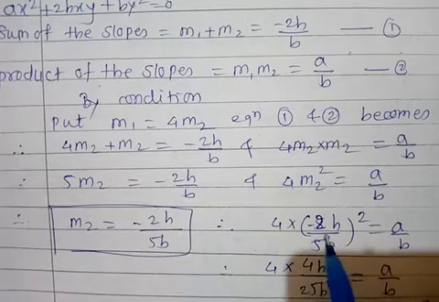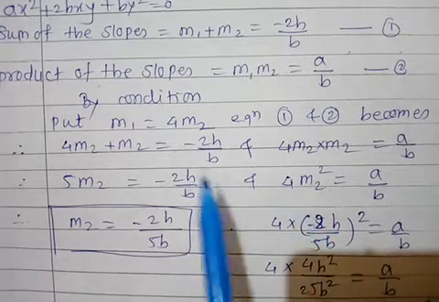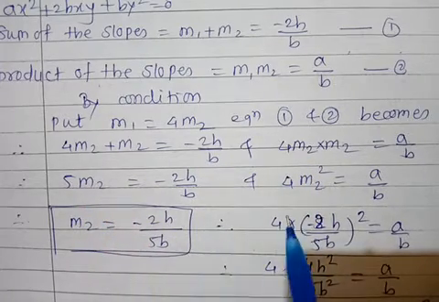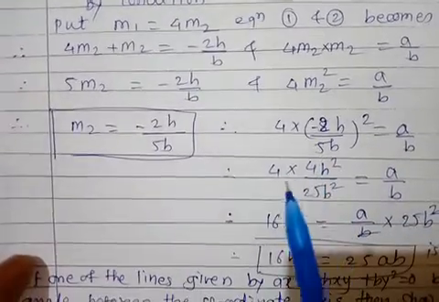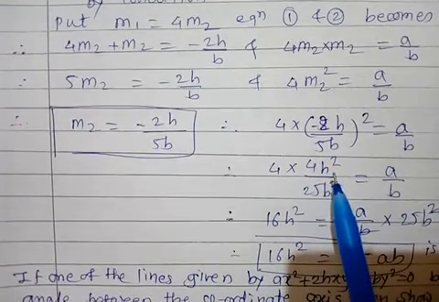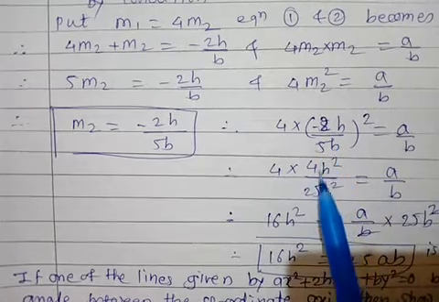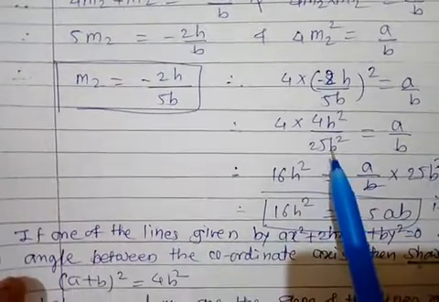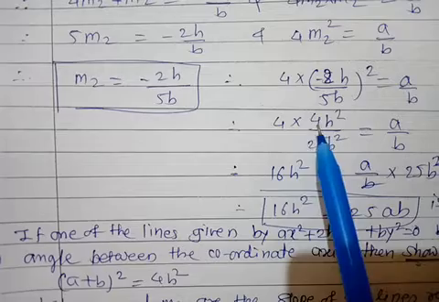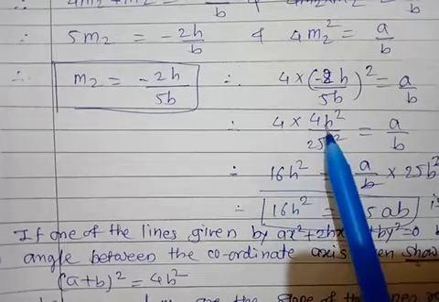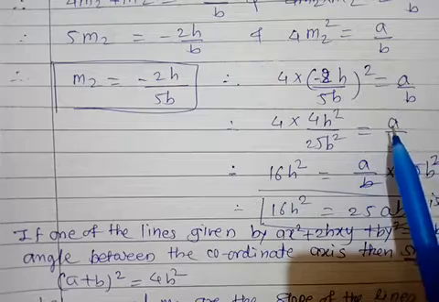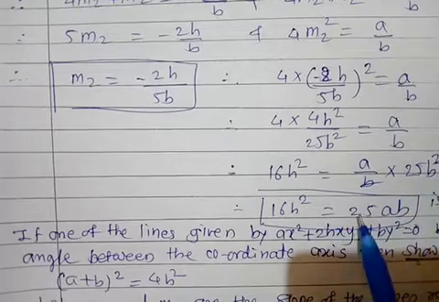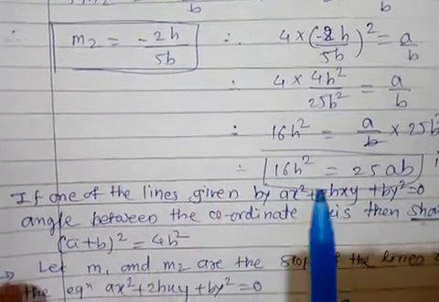Put that m2 in this equation. First you put m1 as 4m2, from that find m2, and put it in this equation. You will get 4 into 4h square over 25b square equal to a by b. That is 16h square over 25b square equal to a by b. One b gets cancelled, therefore 16h square equal to 25ab. That is the condition you have to find out.